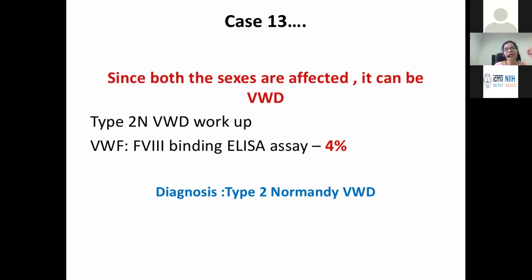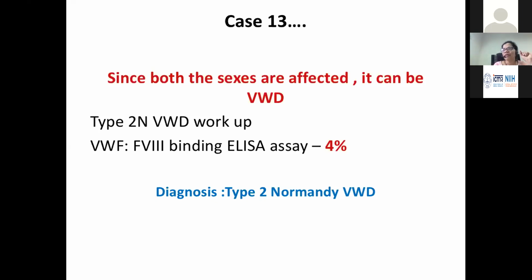Now here, we would have easily labeled it as a moderate hemophilia A, because remember the treatment is totally different. The patient definitely needs a confirmed specific diagnosis. And here the binding assay says that the binding is only 4%. So it is a type 2 Normandy VWD.